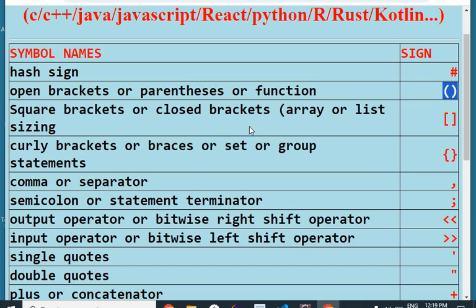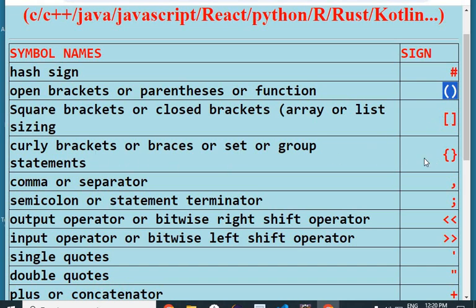Then square bracket is this, square brackets or close brackets. This is used in arrays or in list sizing. Whenever you are creating your empty list, whenever you will define the size of an array, you can use this.